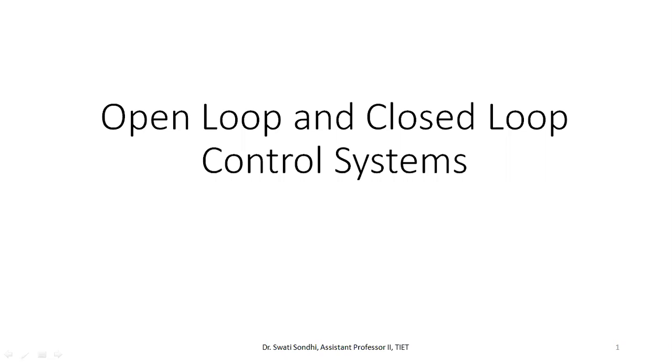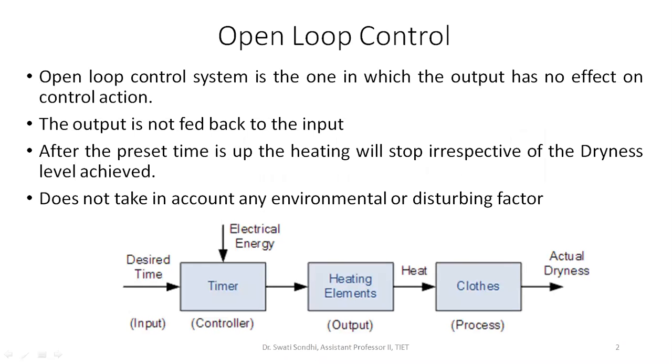So we are going to talk about open loop and closed loop control systems in this session, and then we are going to start talking about the dynamic modeling of the various kinds of systems that we have. Now, an open loop control system is one in which the output has no effect on the control action.